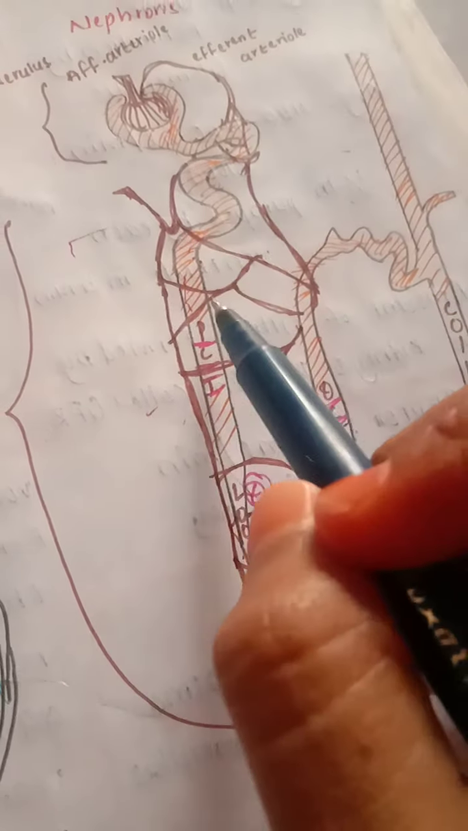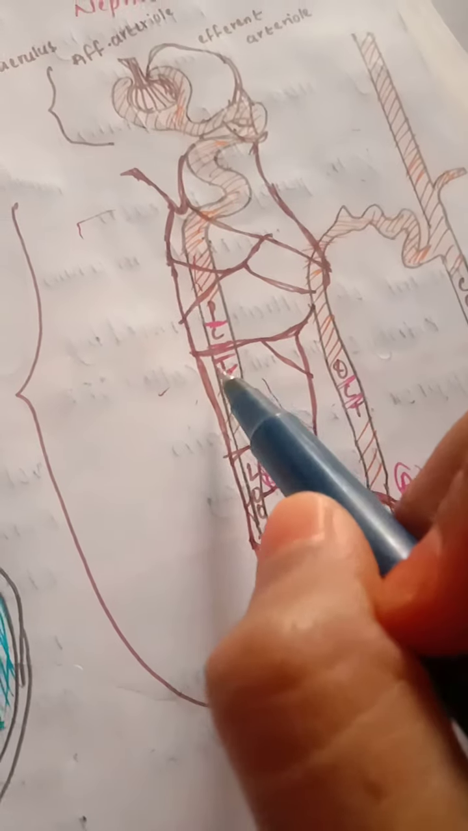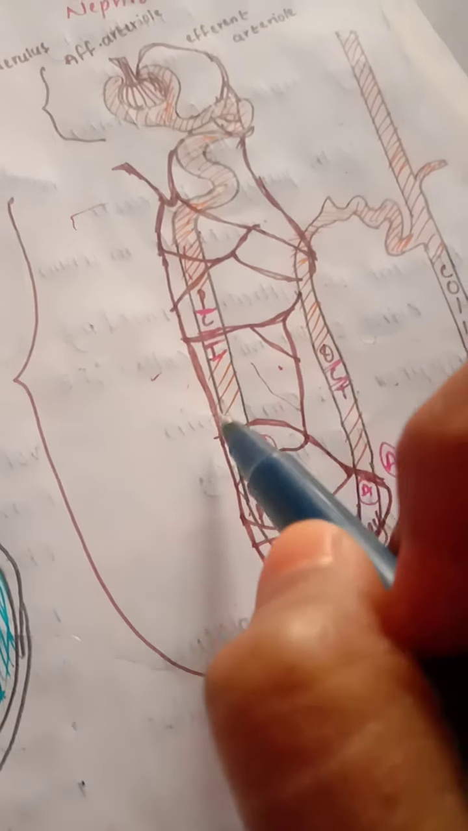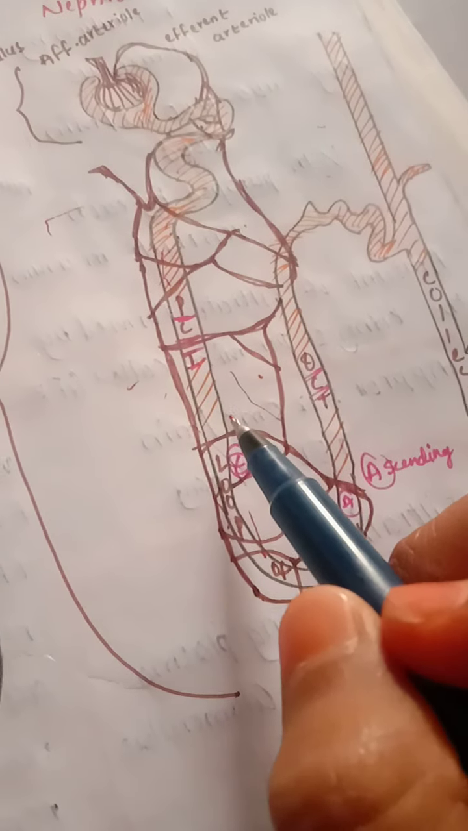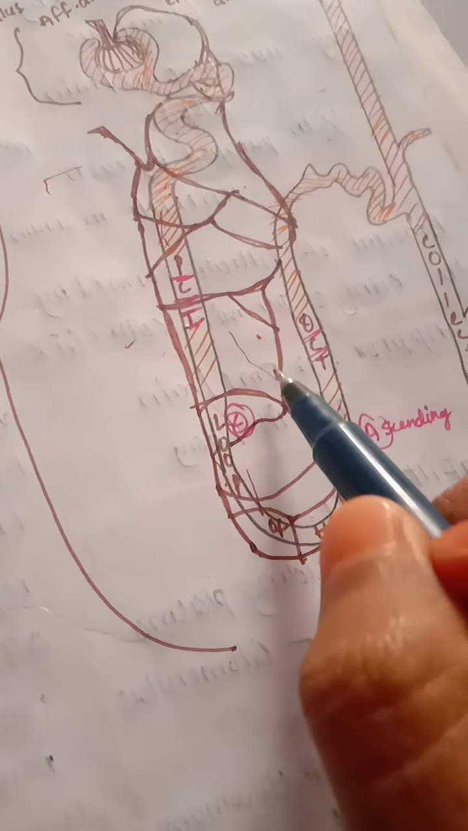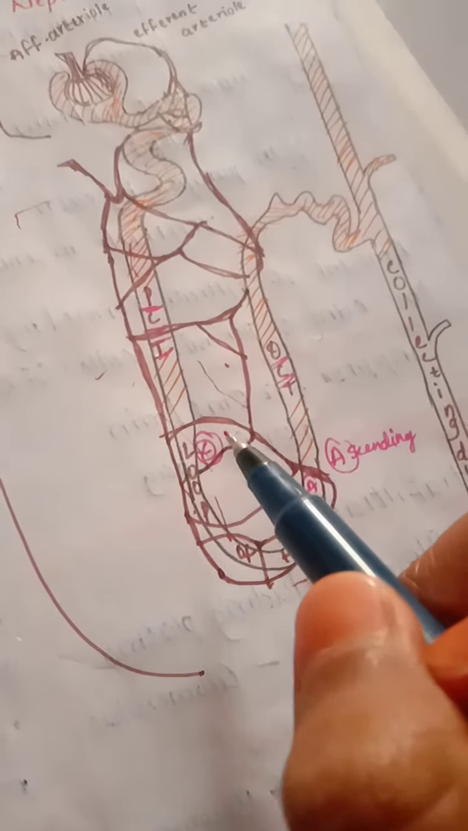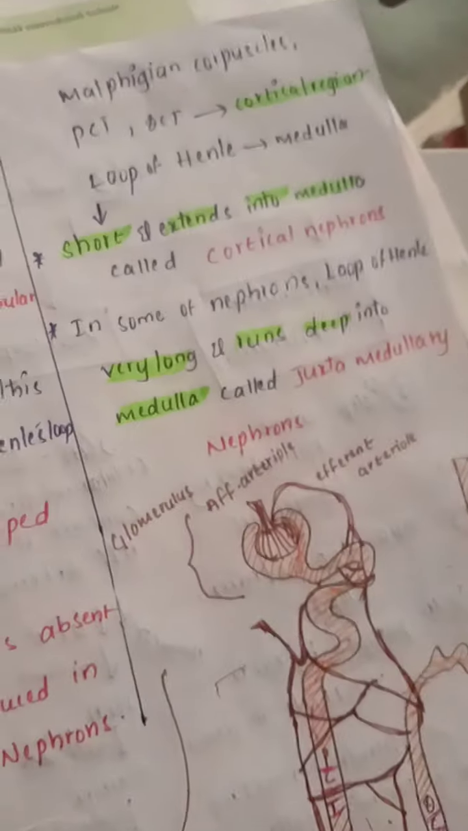Malpighian corpuscles, PCT and DCT are present in the cortical region, whereas the loop of Henle is present in the medulla. In cortical nephrons, the loop of Henle is short and extends only slightly into the medulla. In some nephrons, the loop of Henle is very long and runs deep into the medulla. These are called juxtamedullary nephrons. Okay, this is a very important question in the NEET.